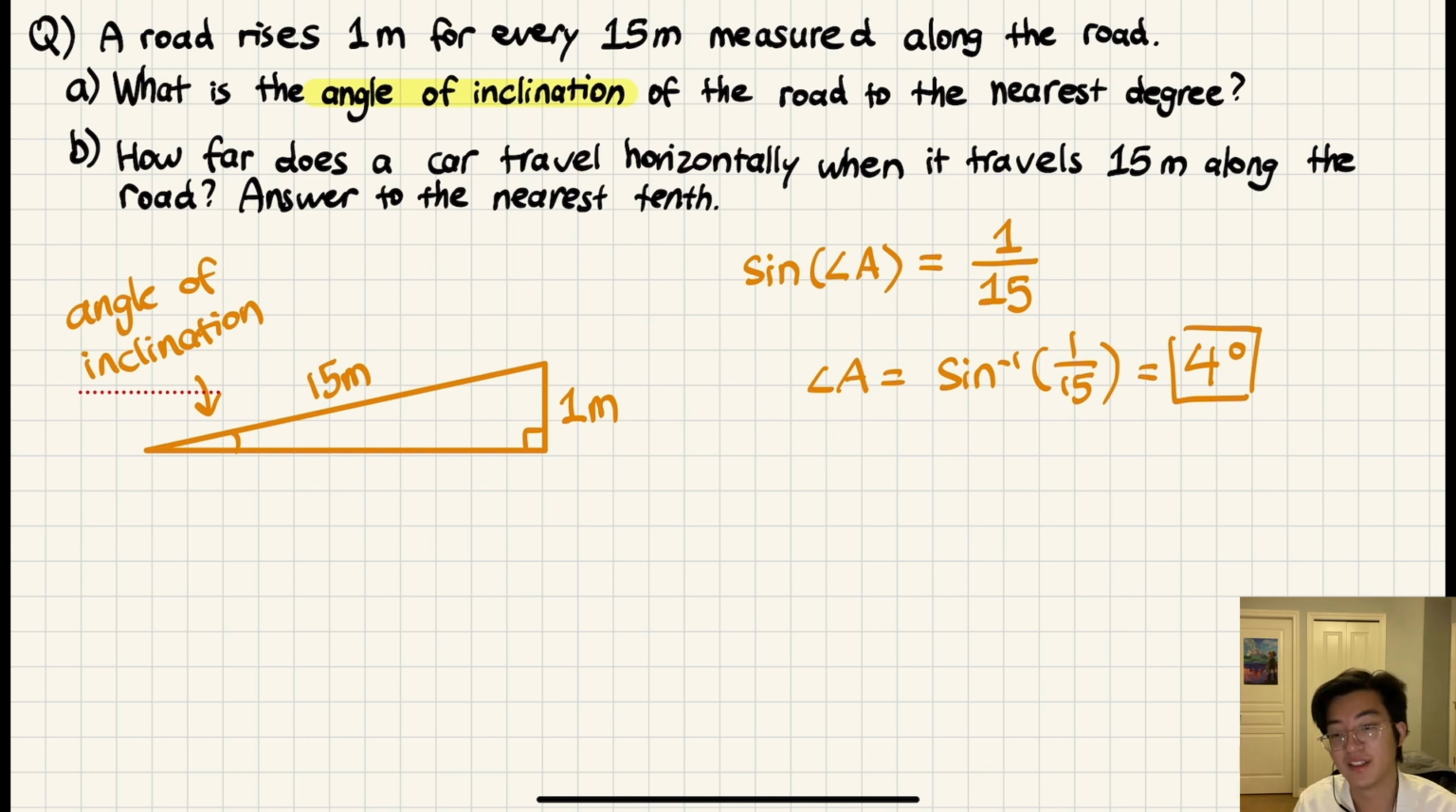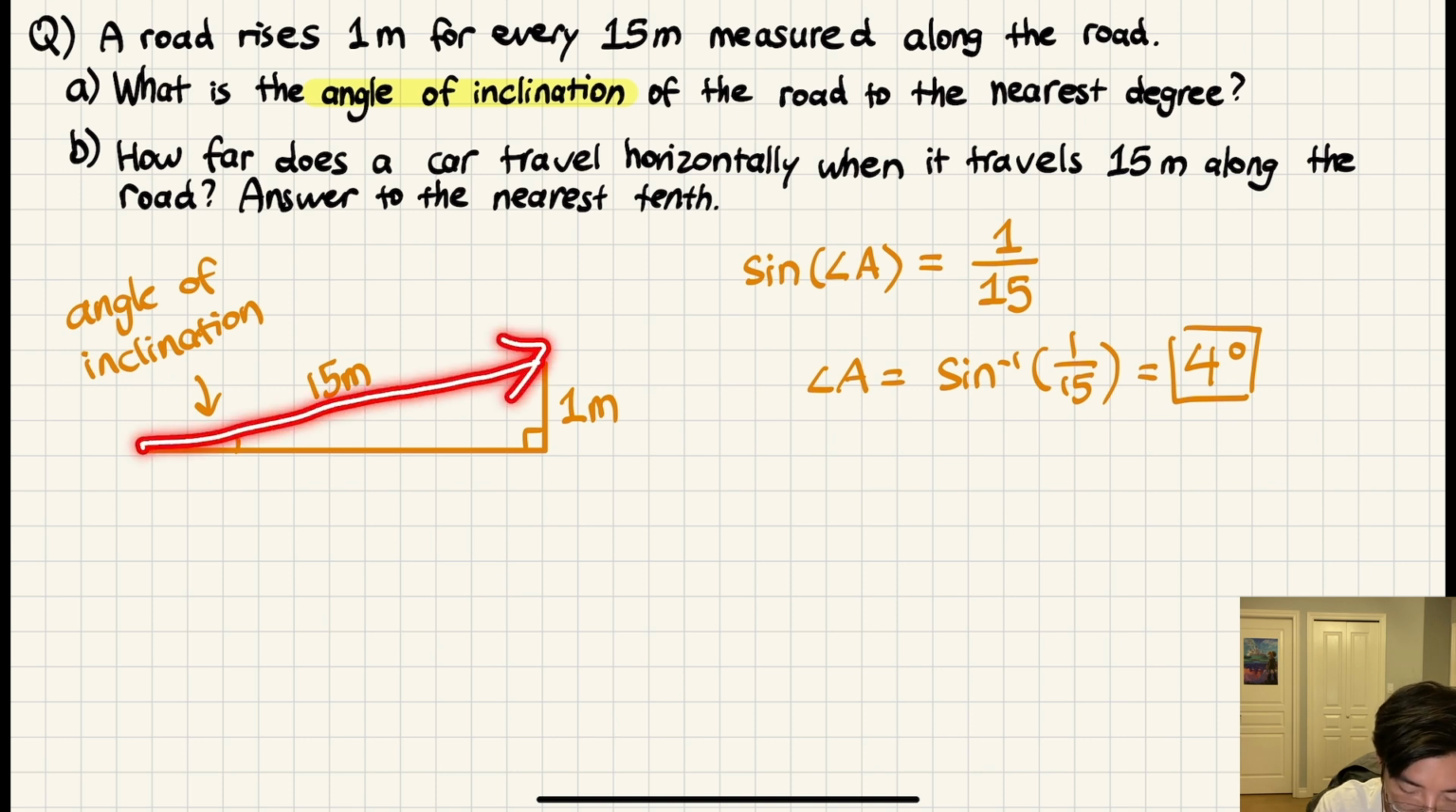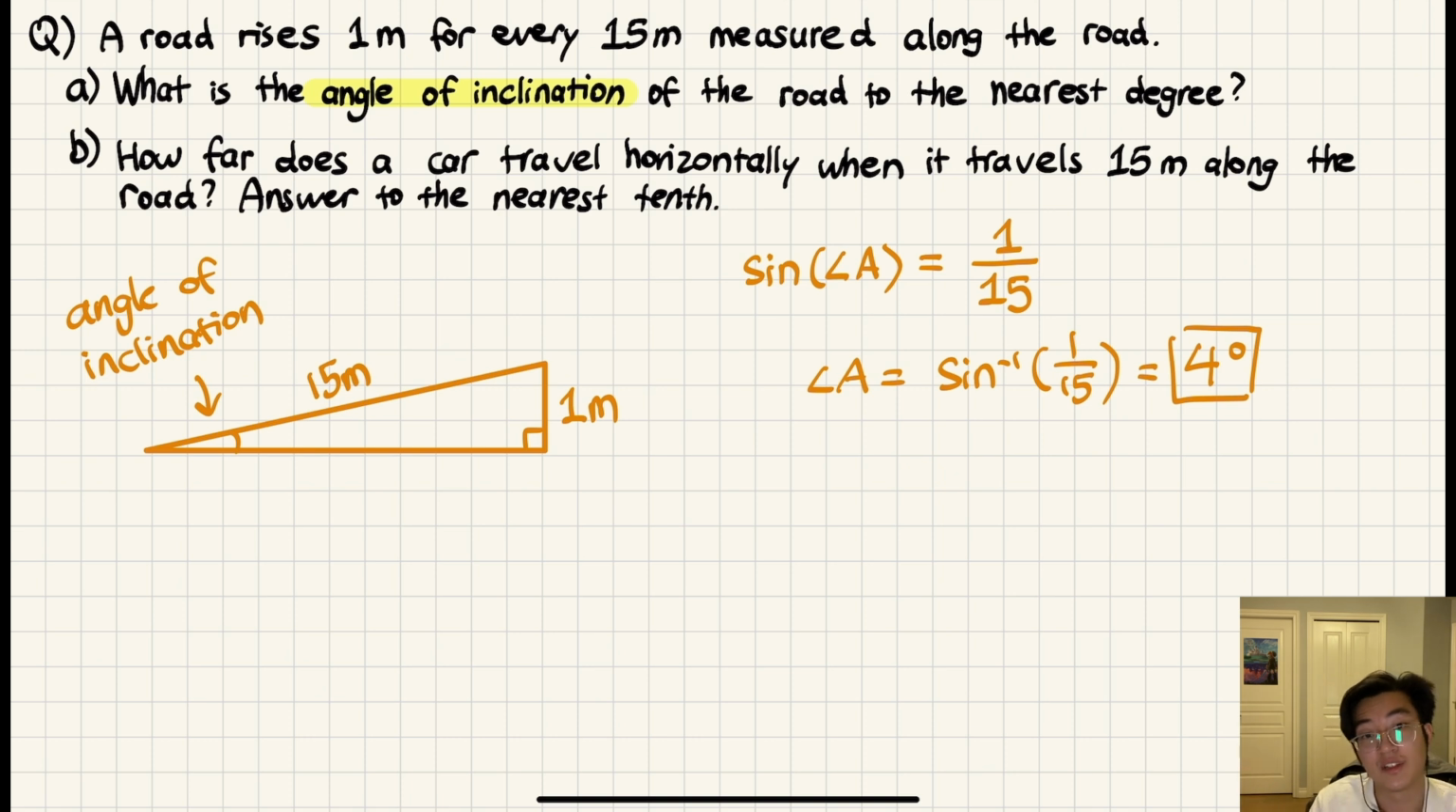Okay, so now our second part is how far does the car travel horizontally when it travels 15 meters on the road? So the question is now asking, every time the car travels 15 meters, so this is the road here, how much of that is actually traveling horizontally? Because we are going up a slope, we are also going horizontally along the road. So we're asking, what is now this distance that we travel?